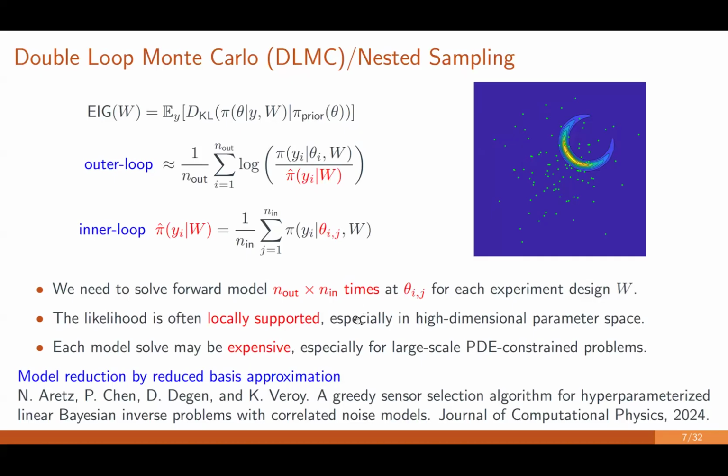So here in one of the works, we use the reduced basis approximation for the forward model, and our optimality criterion is slightly different from this EIG or D-optimality, but rather it's a stability-based optimality, and we use some greedy algorithm to solve this problem. This is on the reduced basis approximation. This is not a focus of this work.